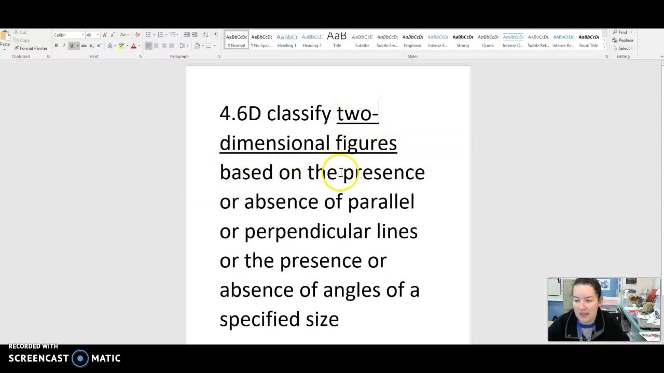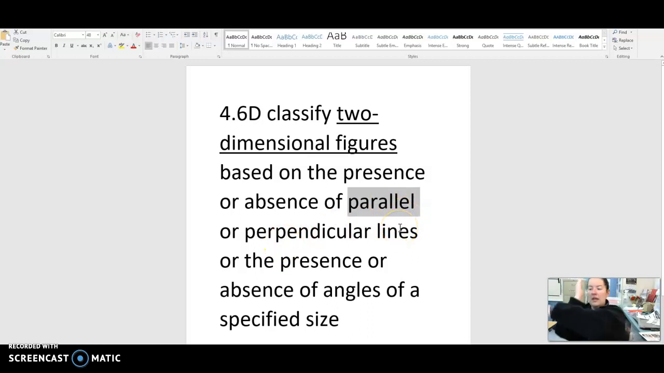Based on the presence, that means something that they do have, or the absence, something that they don't have, of parallel lines or perpendicular lines. Now, Mr. Johnson talked about parallel lines and perpendicular lines yesterday and Wednesday, I believe. So remember, parallel lines, look at the two L's right here in parallel. They never, ever touch. So like this would be parallel, right? These two lines like this, parallel. They never touch.